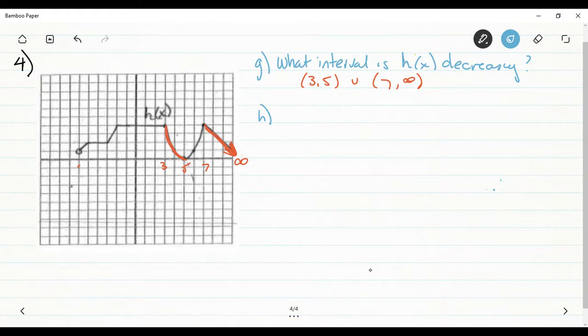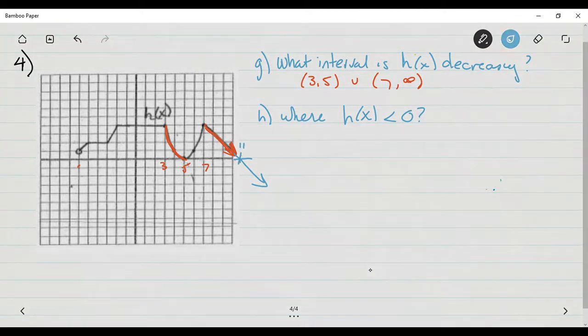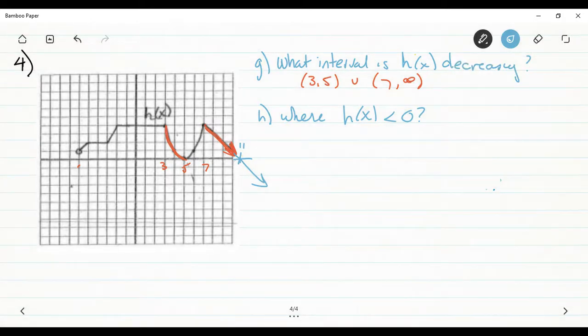Part H, we are looking to see and find out where h of x is now less than 0. So not including 0, but where is it less than 0? Where is this picture ever going to go underneath the x-axis? Well, that's going to be out here. We extend this line more, we will go below the x-axis at this point starting at 11. So our function will be less than 0 starting at 11 and going to infinity. Okay, it doesn't include 11 because we just want to be less than 0.